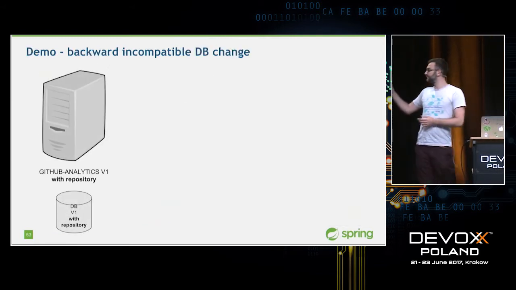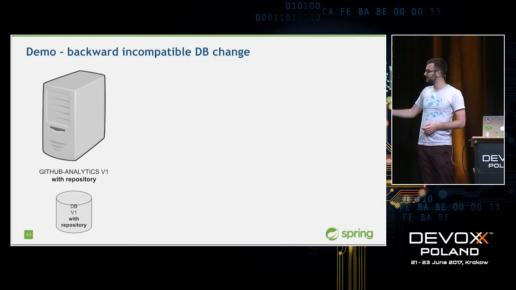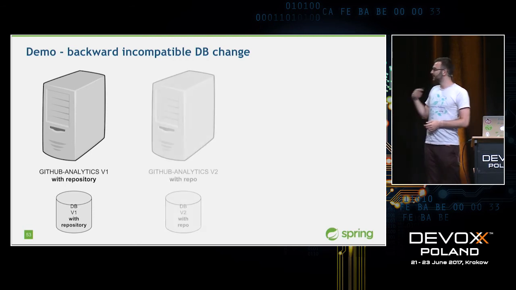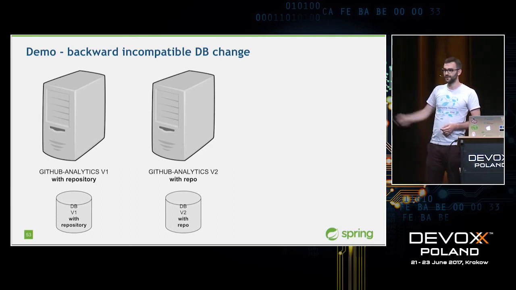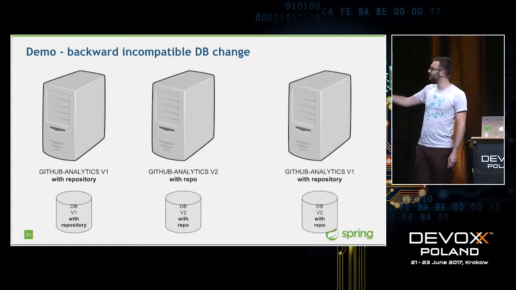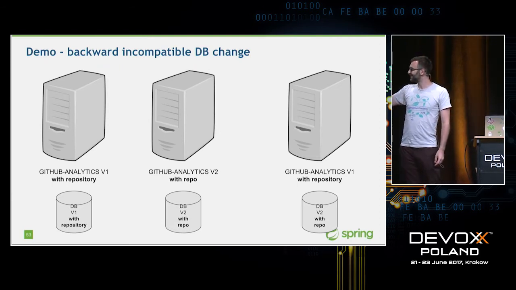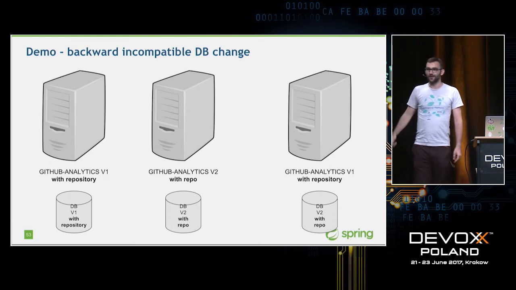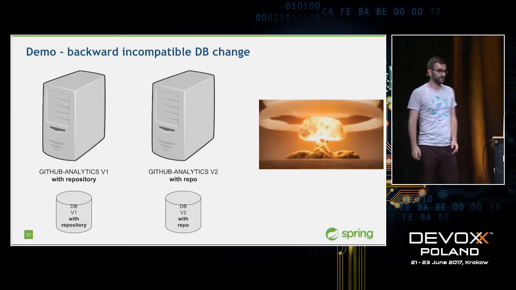So let us assume that we have version 1 of the jar, and the name of the column is repository. And in the database schema, we'll have also repository. We're introducing a backward incompatible change, so we're changing repository to repo, and in the database schema, we're also doing repo. So what we're going to do is download the code of the V1, which went to production, and run it against the changed database schema. Obviously, we expect this to blow up, because it can't work.